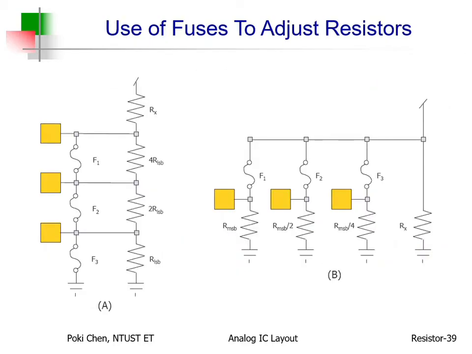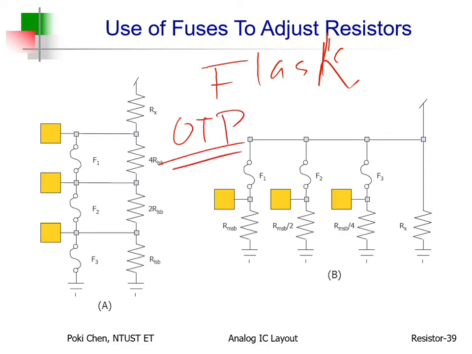But what can we do? With flash memory. 用快闪记忆体. But only one time programmable, OTP. One time instead of multiple times.